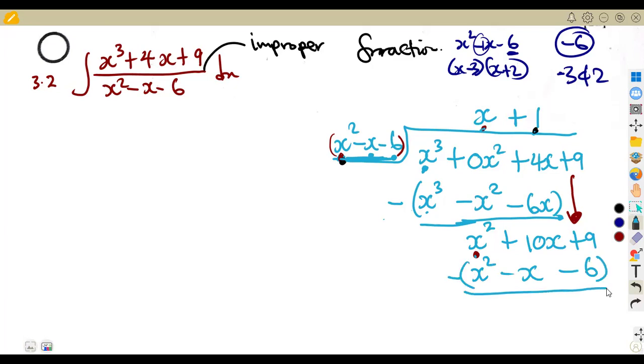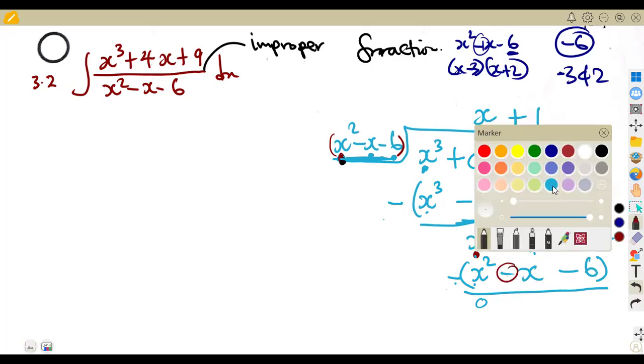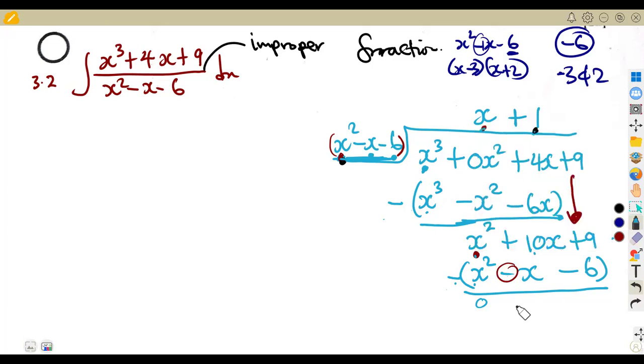Then we subtract, just like the previous case. x squared minus x squared is 0. We no longer have this x squared. So it's now 10 minus minus 1. Minus and minus is a positive, all right? Sorry for that. So meaning to say 10 plus 1, it will be 11x.